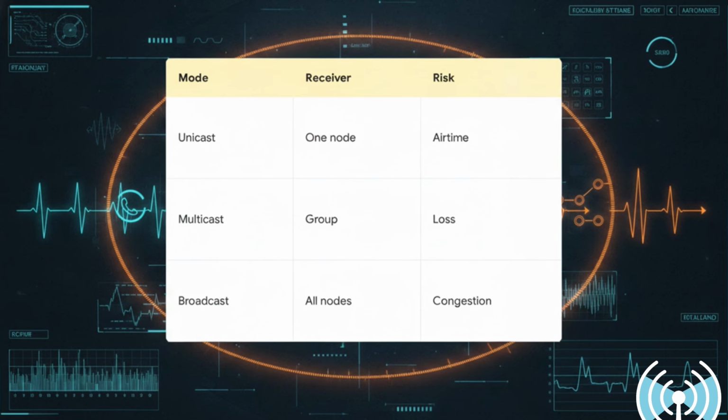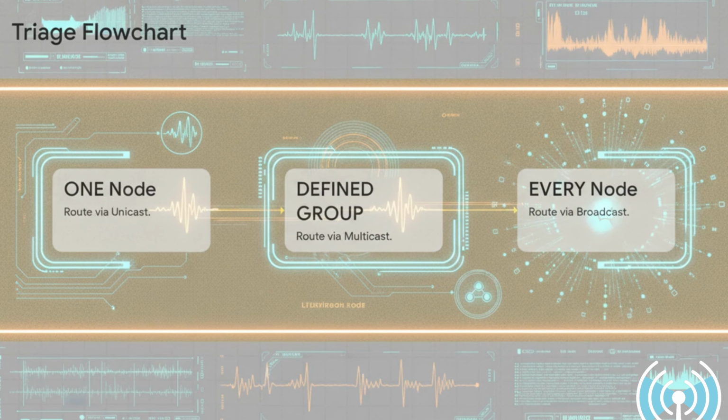Now, in a wired office building, getting these wrong is basically a rounding error. But in a tactical mesh, it's a literal matter of operational survival. When you're triaging packets, your automated decision tree should always be asking these sequential questions to figure out who actually needs the data. Does exactly one node need this? Route it Unicast. Does a known, defined group need this? Route it Multicast. Does every single node need it, or are the receivers completely unknown to you?